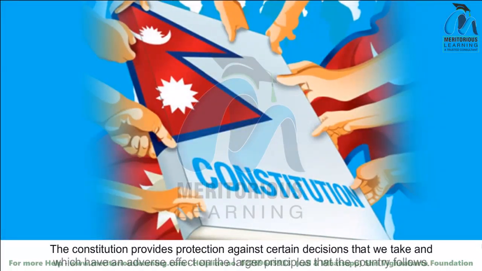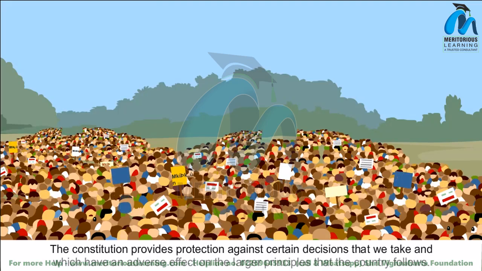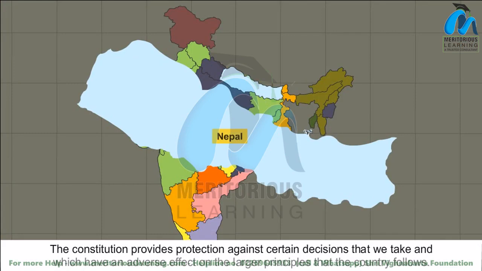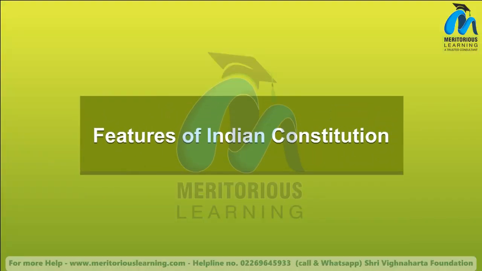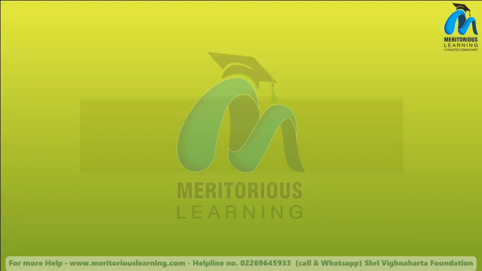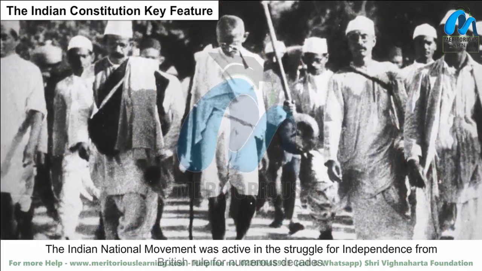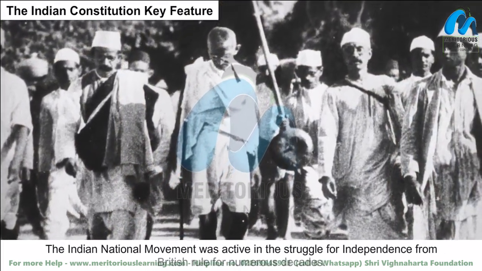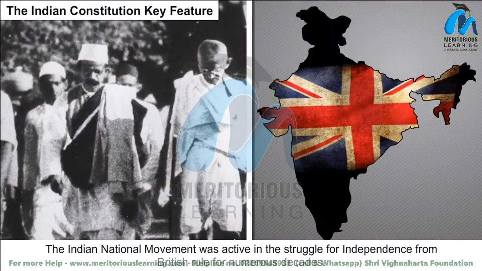The Constitution provides protection against certain decisions that we take and which have an adverse effect on the larger principles that the country follows. Features of Indian Constitution. The Indian national movement was active in the struggle for independence from British rule for numerous decades.